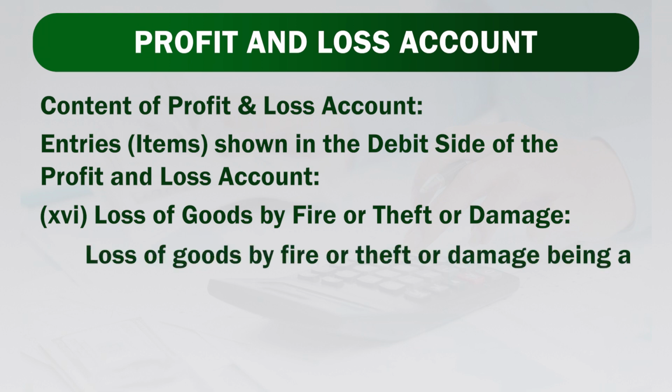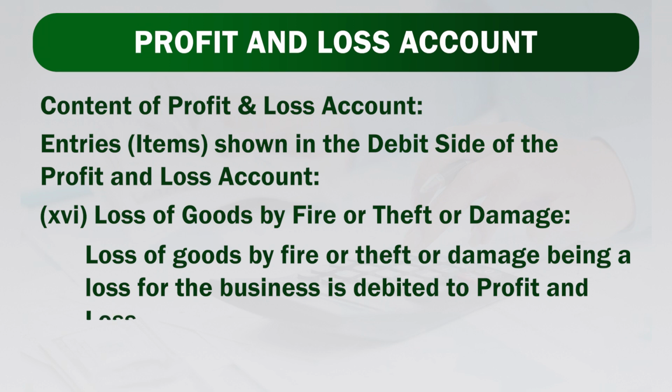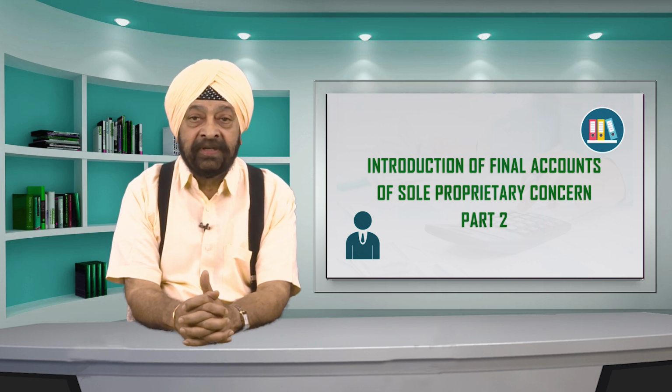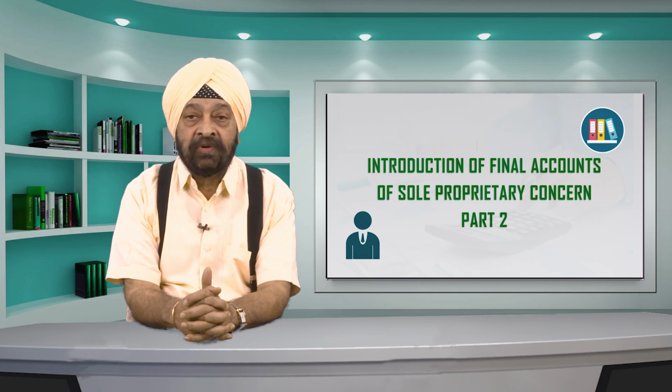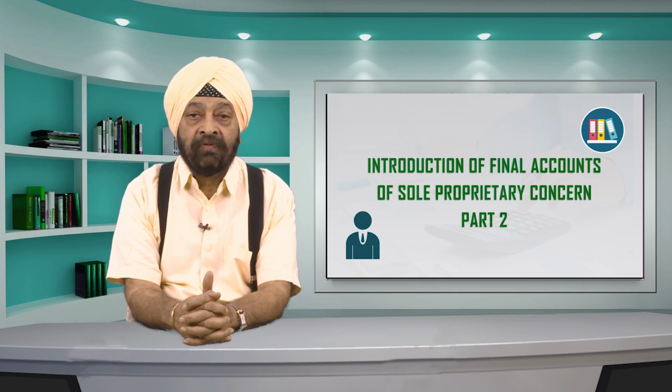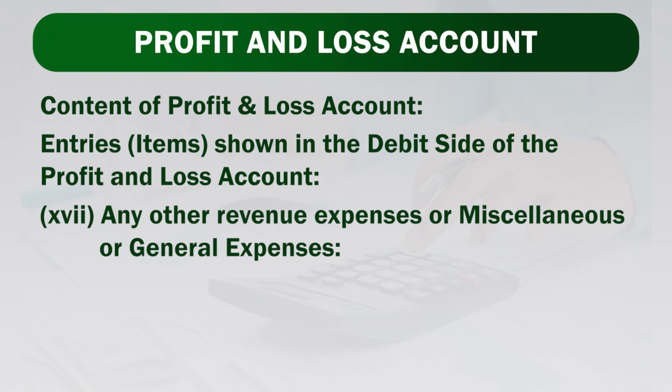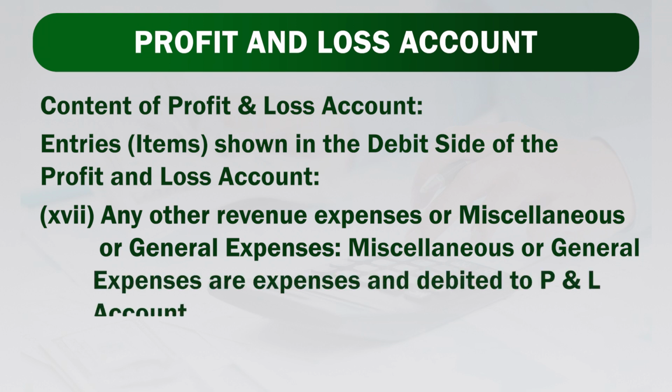Loss of goods by fire or theft or damage being a loss for the business is debited to profit and loss account. In case goods are insured and insurance company has admitted the claim, at that time insurance company account is debited. If the goods are not insured, loss of goods by fire or theft or damage account is debited. Any other revenue expense or miscellaneous or general expenses, miscellaneous or general expenses are expenses and debited to profit and loss account.